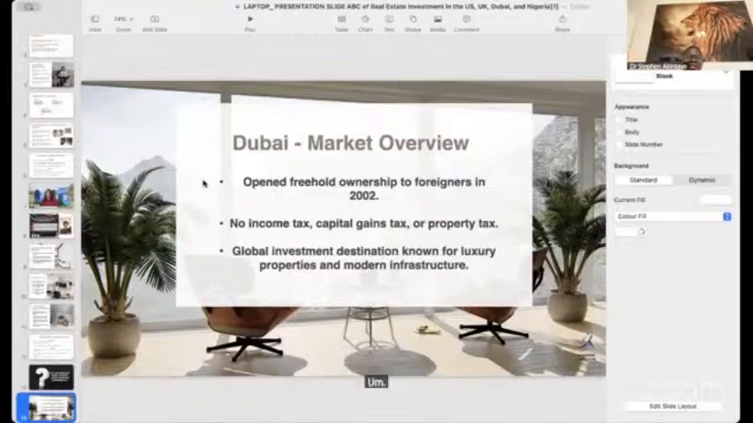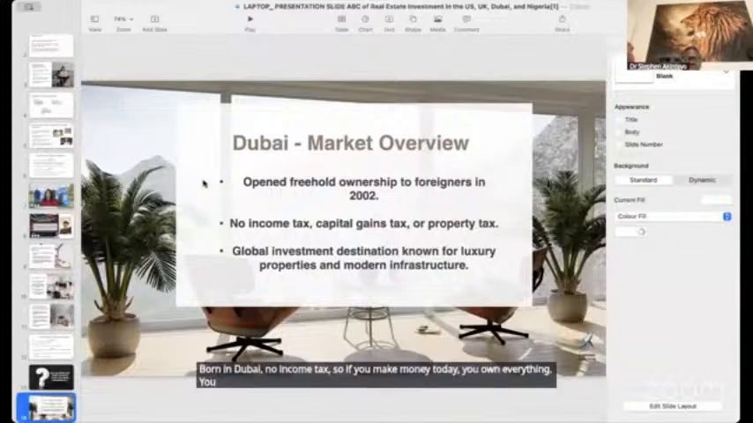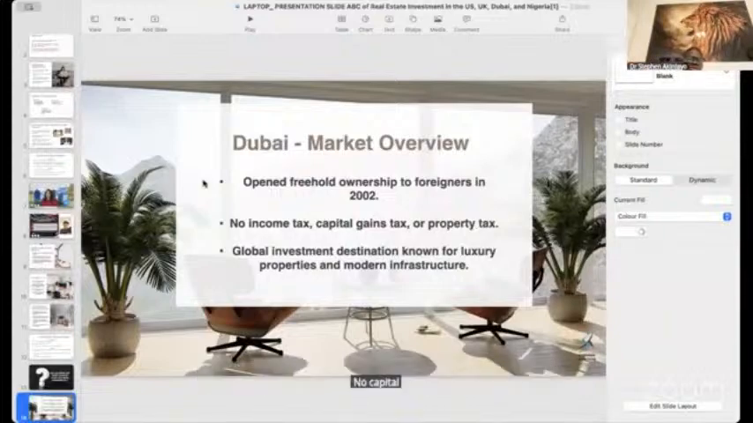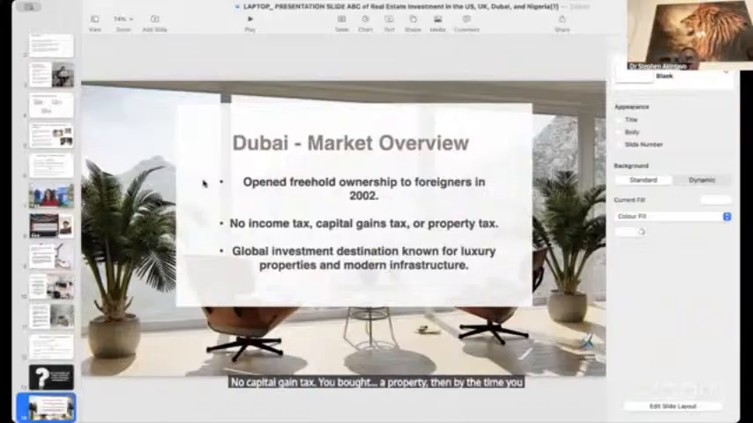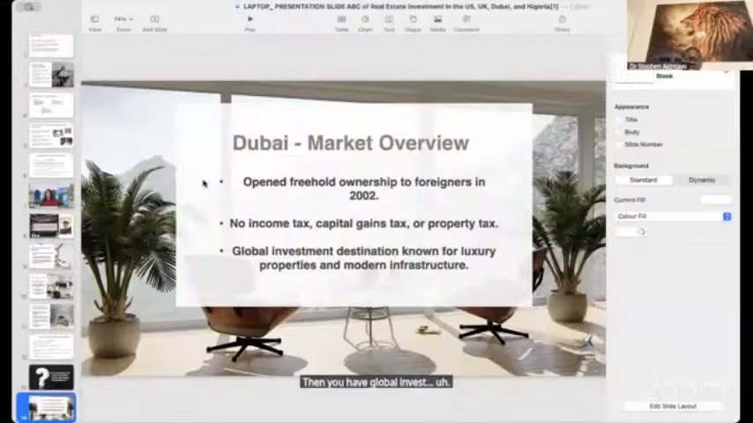and higher tax compared to certain parts of the US. But in Dubai, no income tax. So if you make money today, you own everything. You're not paying tax on it. No capital gain tax. So you bought a property, and by the time you are selling it, it is worth X, then you would need to pay tax on the part of the growth. You don't do that in Dubai. No property tax. So then you have a global investment destination known for luxury properties and modern infrastructure.